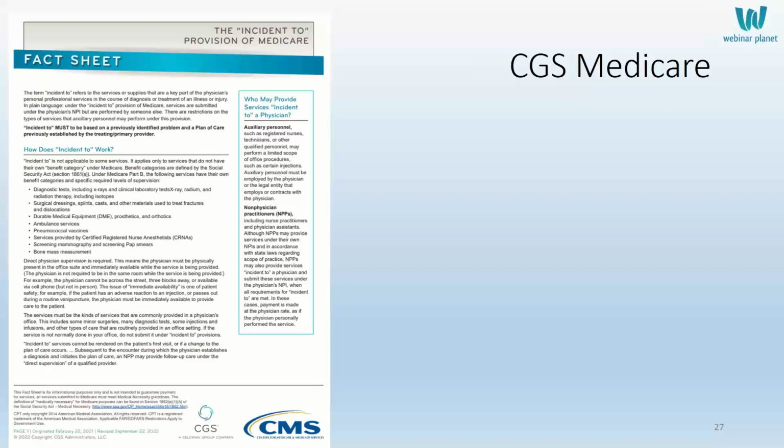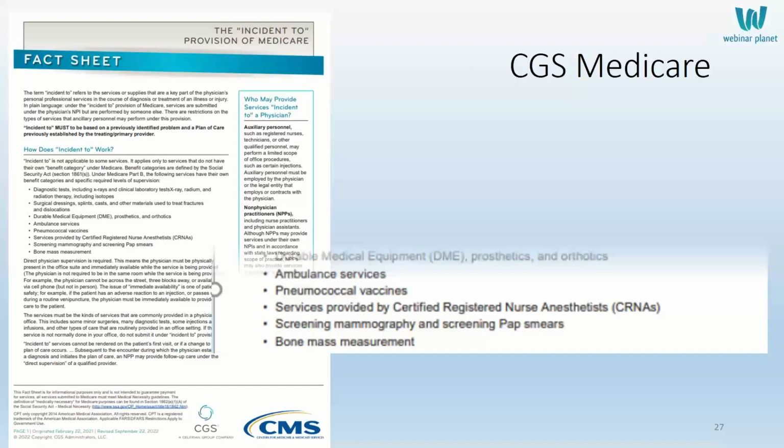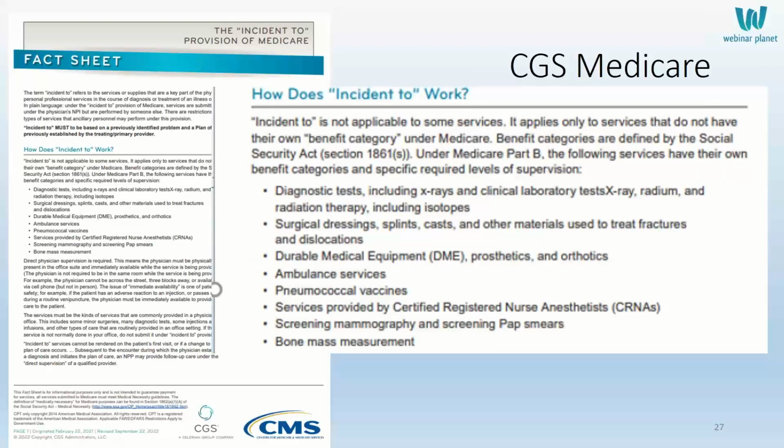CGS also has a fact sheet on their incident to, and it talks about incident to is not applicable for some services. It applies only to services that don't have their own benefit category. Oh, we heard that before. Benefit categories are defined. The following services have their own benefit category and specific levels of supervision. Notice this list has more services on it than the previous list did. Different carrier, different list.